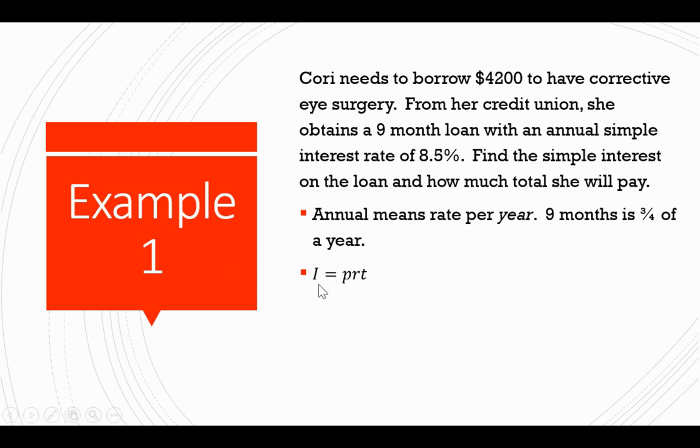Then we take our formula. Interest equals principal times rate times time. Well, in this instance, we have the need for $4,200.